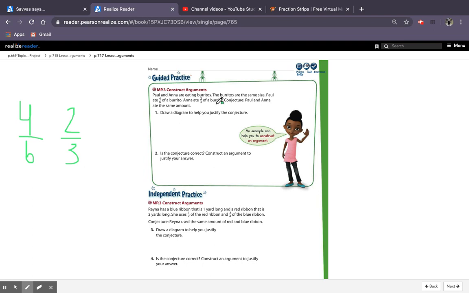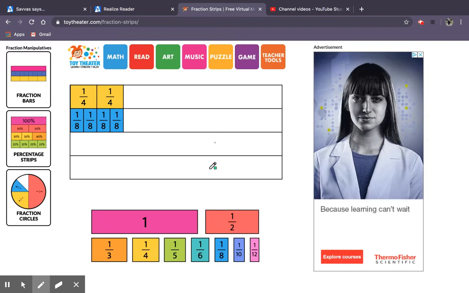So you could draw a number line for this. I am just going to go back to these fraction strips. The two fractions we're looking at are 4/6, and then 2/3. So they do match up perfectly, so they are equivalent fractions.